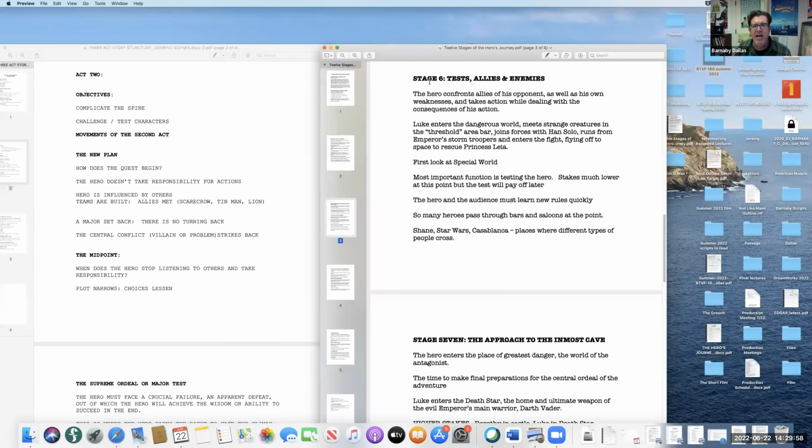And it's great. I love how they say test allies and enemies, stage 6. Test allies and enemies. Here's a series of scenes where your hero is going to confront the allies of his opponent. Remember, we did the character list, and maybe you have the antagonist, whether it's a villain or not, and your hero has allies, but your antagonist has allies. So you're going to confront the allies of his opponent. The hero's also going to, in these tests, we're going to see the hero's weaknesses.